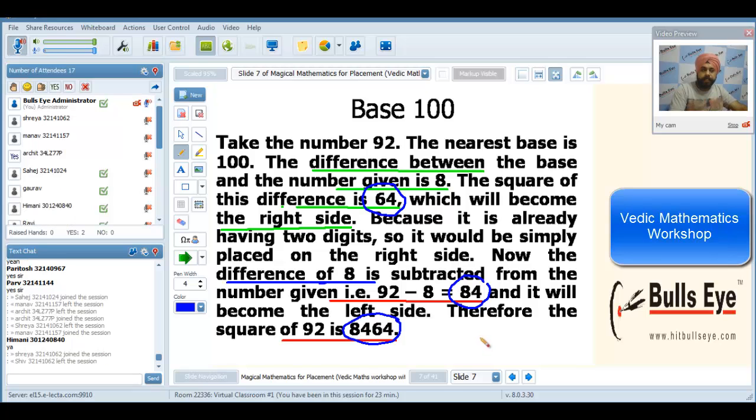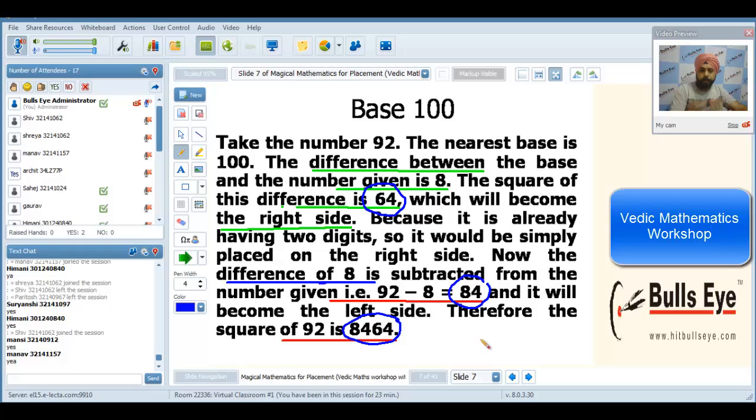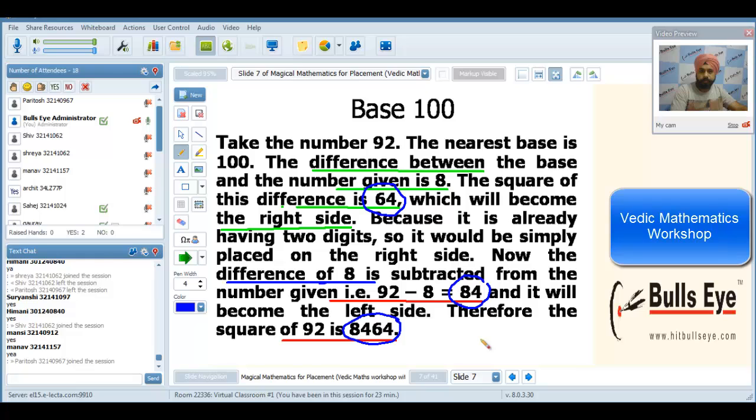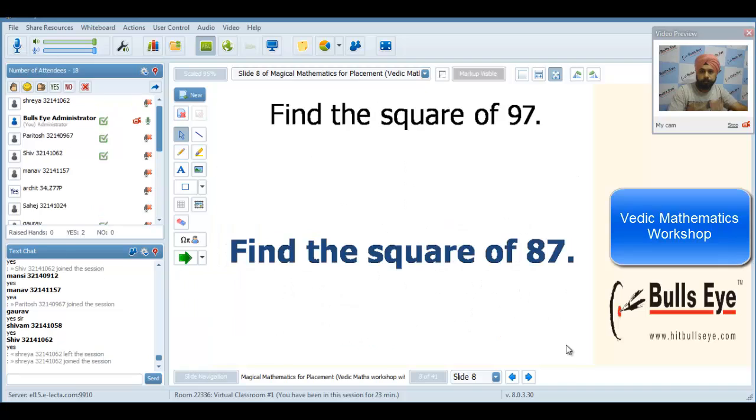So students, should I take it that you all have understood it? Yes? Good, Suryanshi, Himani. That's right. Good, Mansi, Manav. So should we assume that you all have got the concept over here? Okay, moving on. Find the square of 97, students.